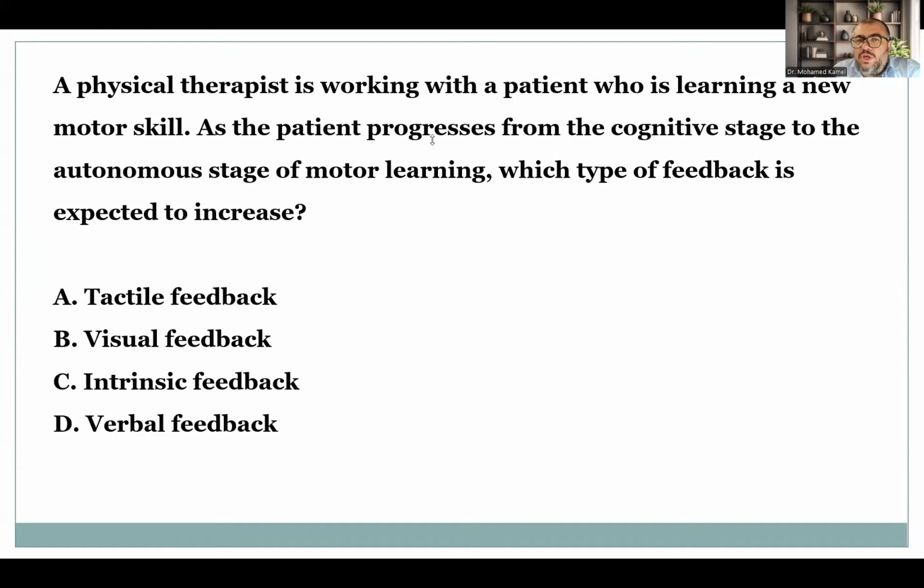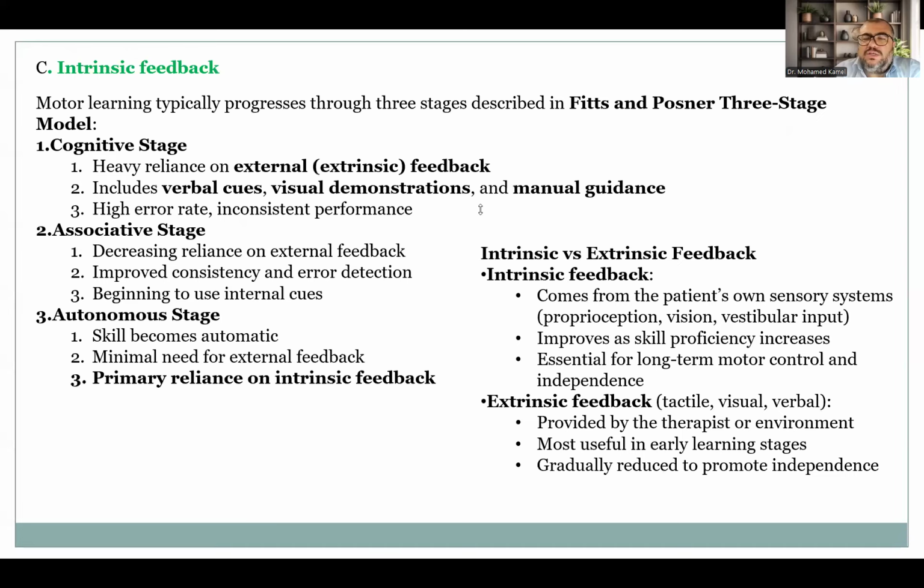Okay. So our patient is improving from the cognitive stage to the autonomous stage, which is higher on the hierarchy of stages in motor learning. Which type of feedback is expected to increase? Tactile feedback, visual feedback, intrinsic feedback, or verbal feedback? And we need to understand the difference between these types of feedback. So what is the correct answer? The correct answer is intrinsic feedback. Intrinsic feedback means something coming from the subject himself or herself.